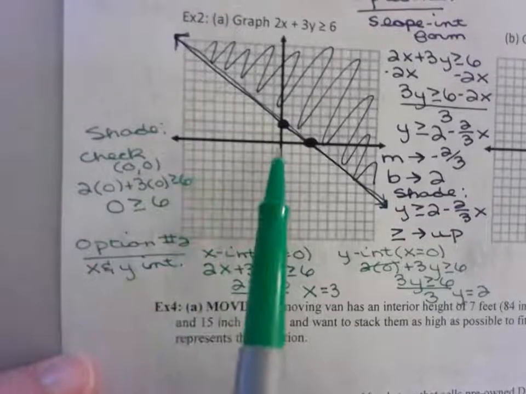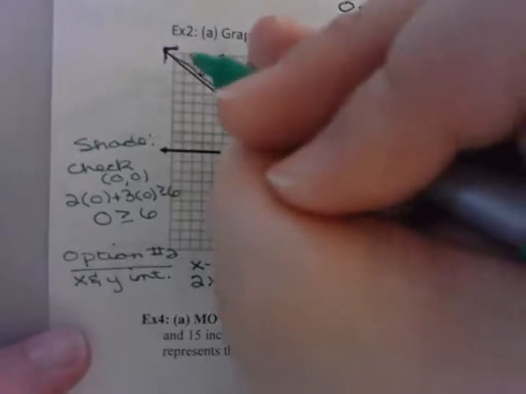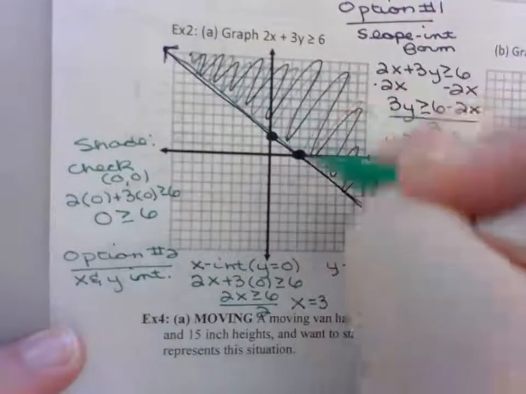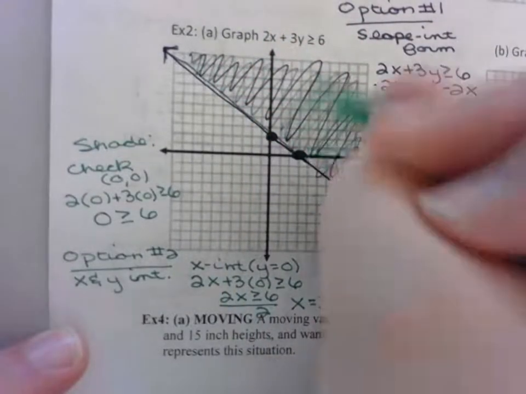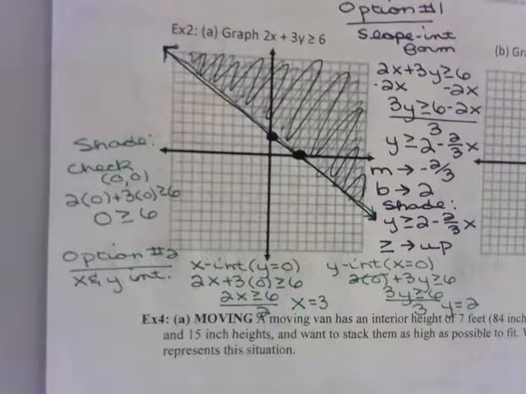If I plug 0, 0 in, did it give me a true statement? No. So it is not a solution, so I cannot shade over it. I cannot shade over 0, 0, so I shade in the opposite direction. If 0, 0 comes out to be a true statement, it is a solution, so I shade over 0, 0. It is not in this case, so I do not shade over 0, 0. You get the same answer, just 2 different ways to do it.